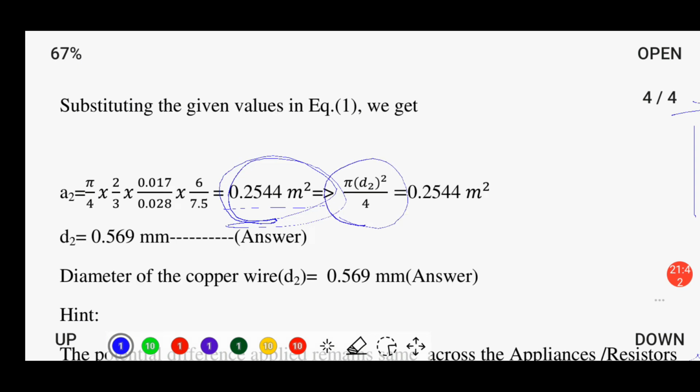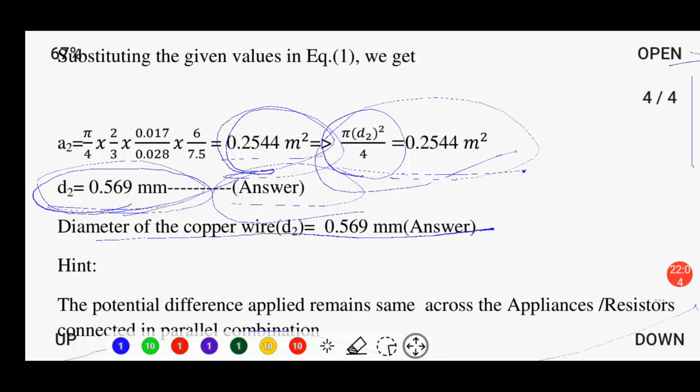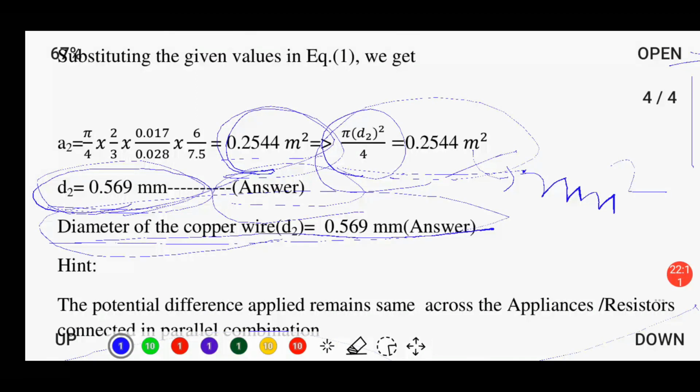On equating it with pi d square by 4 equal to 0.2544 mm square, we will get the value of D2, the diameter of the copper wire, as 0.569 mm, which is our final answer. So the diameter of the copper wire comes out to be how many mm? 0.569 mm. So here it is our final answer.